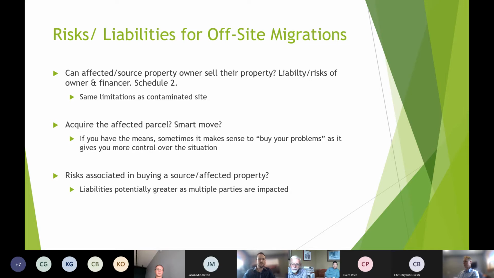The same limitations would also apply for the source parcel. And the best way to limit liability in these situations is to make sure that everything is disclosed upon sale and properly signed off on.